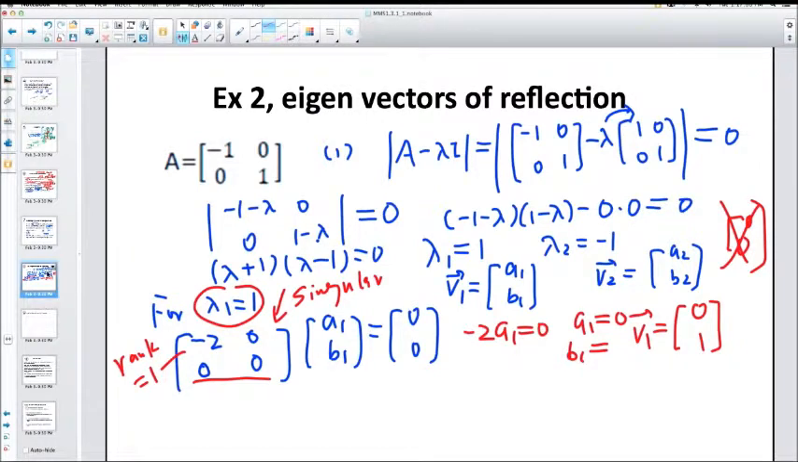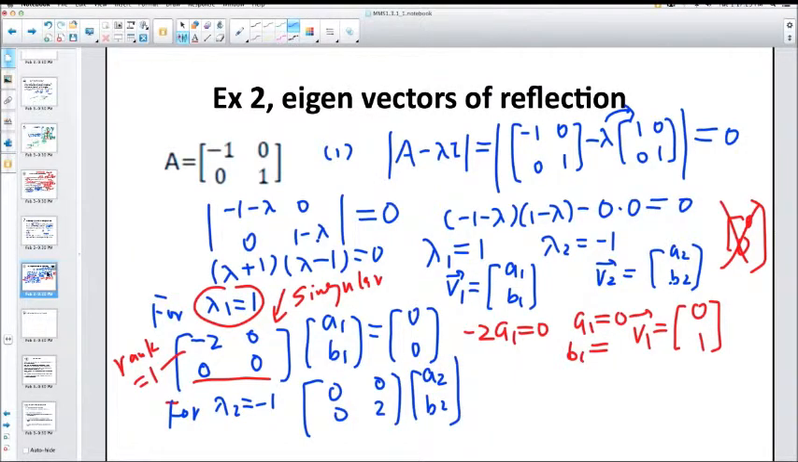The next one, for lambda equal -1, you do the same thing. Put the -1 in here. So -1 minus -1, of course, is 0. And 0, 0. 1 minus -1 is 2. You multiply by the second vector. It should equal 0, 0. Homogeneous system. So your equation is 2B2 equals 0. Then B2, of course, equals 0.